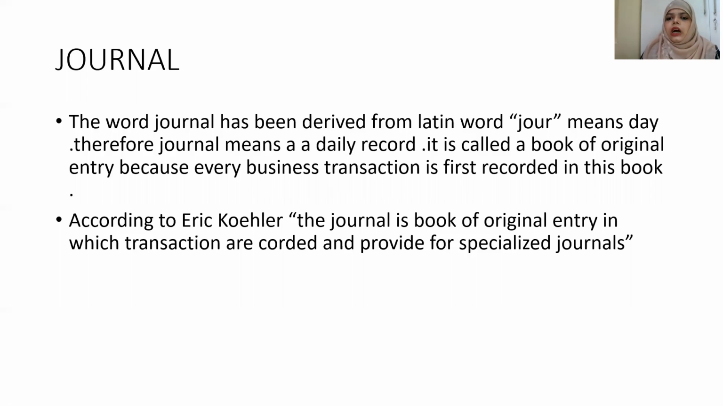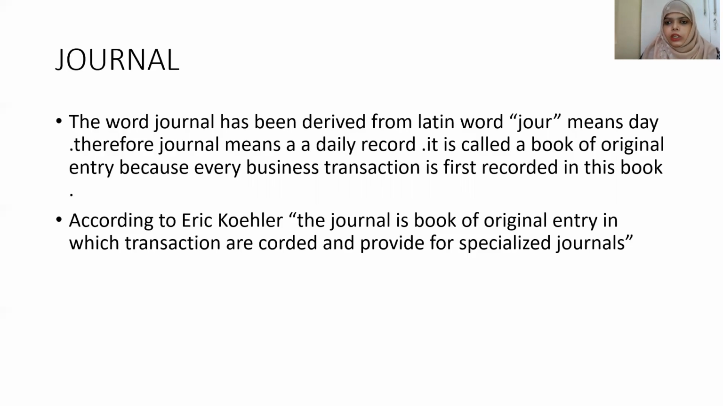It is called a book of original entry because every transaction is first recorded in this book. So the journal's other name is book of original entry, and it records every transaction. First it is entered into the journal, then into the respective books. Like purchase of furniture is recorded first in the journal, then it is transferred to the purchase account. Sales of goods are first recorded in the journal, then they are transferred to the sales account.